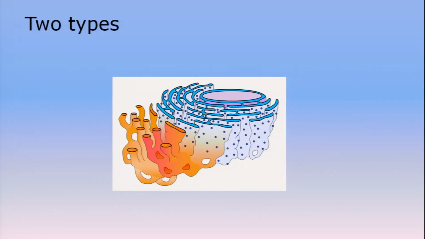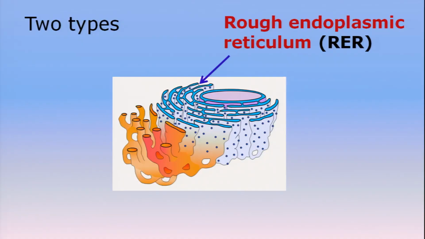You see, a part of endoplasmic reticulum, that is the cisternae, have some spherical dot-like structures attached to their surfaces. What are these tiny spherical structures? These tiny spherical structures are ribosomes. And because of the presence of these ribosomes, this endoplasmic reticulum appears rough. That's why we call it rough endoplasmic reticulum, or we shortly write it as RER.